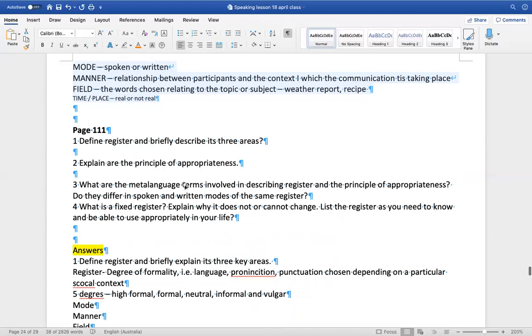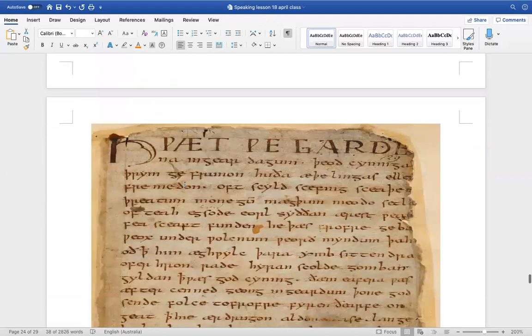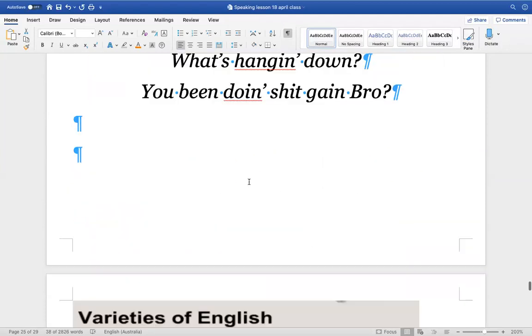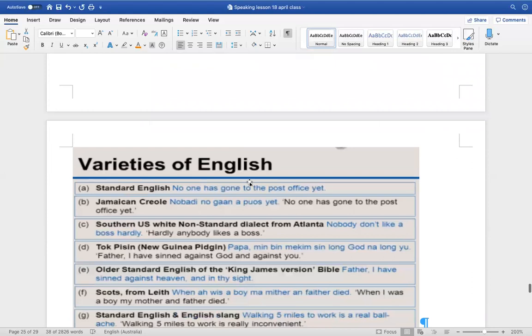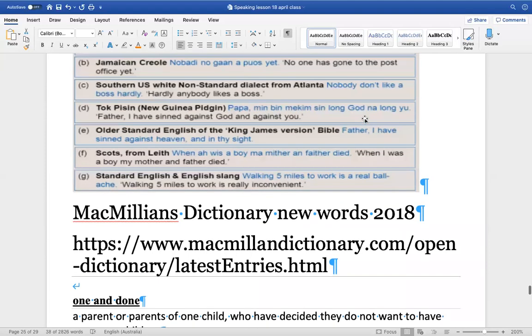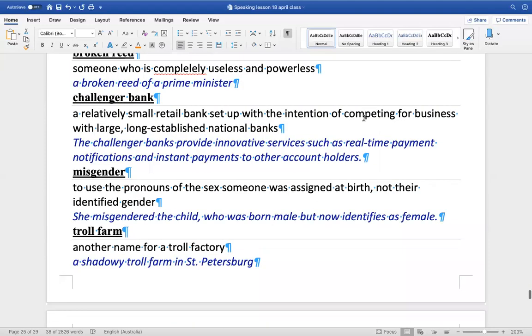Okay, and then we talked about how English has changed. These days, people use these sort of words, not Shakespearean English. We looked at Scottish. We looked at slang. We looked at Southern American. Not always grammatically correct. "Nobody don't like." And we looked at all the new words in English. So spoken discourse is changing.